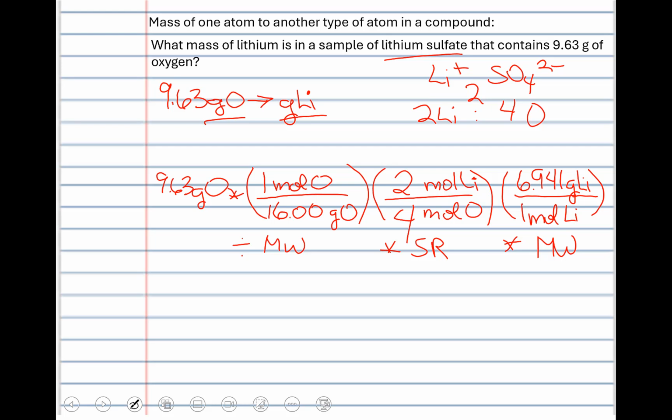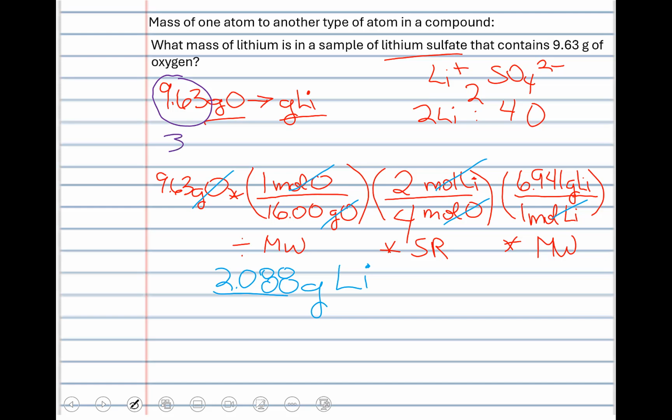Notice how the units cancel out. Grams of oxygen cancels, moles of oxygen cancels, and moles of lithium cancels. So in the end, we are left with units of grams of lithium. When we place this in our calculator, we wind up with 2.088. Now, a word about sig figs.